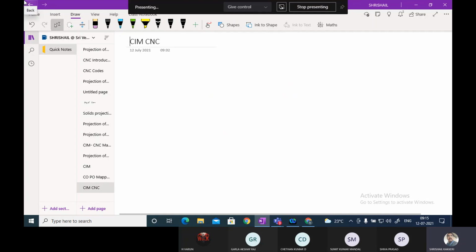While doing the program, you should not ask me once again. So these are all the G codes we are using for milling operation.